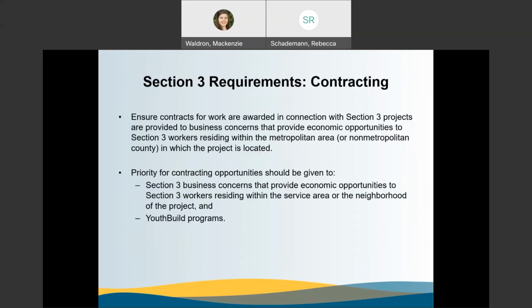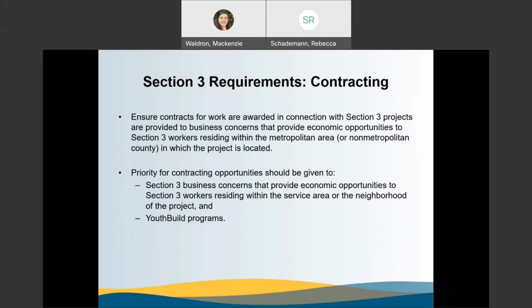There are also Section 3 requirements with respect to contracting. To the greatest extent feasible and consistent with existing federal, state, and local laws and regulations, subrecipients and developers shall ensure contracts for work awarded in connection with Section 3 projects are provided to business concerns that provide economic opportunities to Section 3 workers residing within the metropolitan area or the non-metropolitan county in which the project is located.